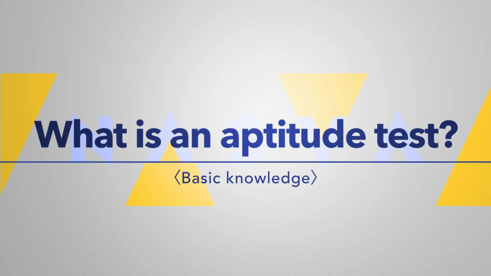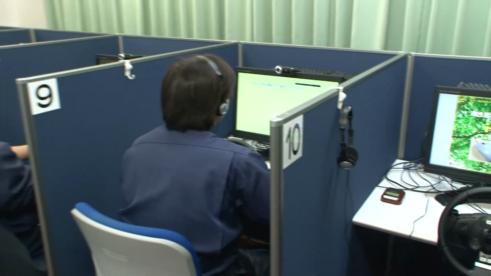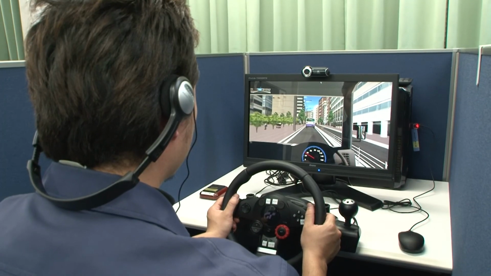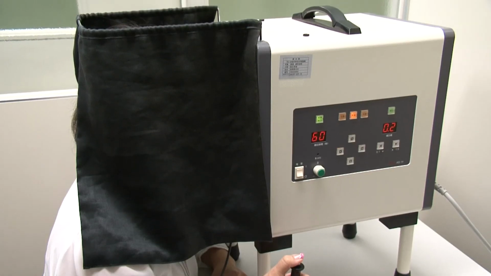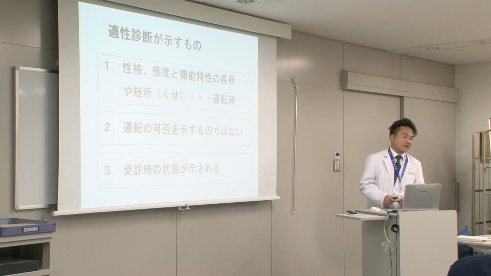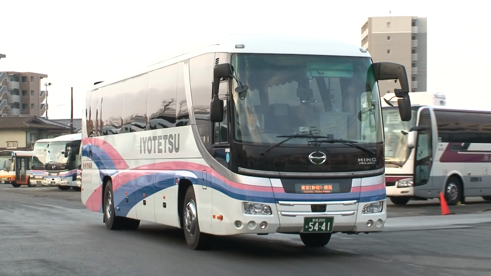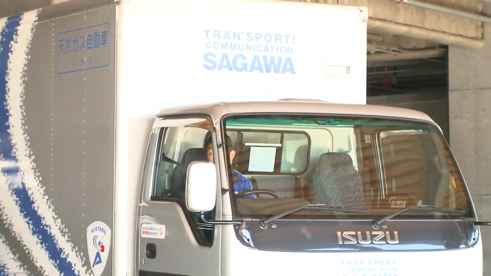Mainly targeting drivers of buses, taxis, and trucks, aptitude tests implemented by NASVA are used to grasp a person's characteristics in both psychological and physical aspects in regard to drivers' personality, safe driving attitudes, cognition, processing functions, and audio-visual functions, etc., as well as the individual's strengths and weaknesses, and provide detailed advice and counseling that can contribute to safe driving. MLIT legally requires the guidance and monitoring of drivers of automobiles used in transport businesses, and such drivers are required to take aptitude tests.